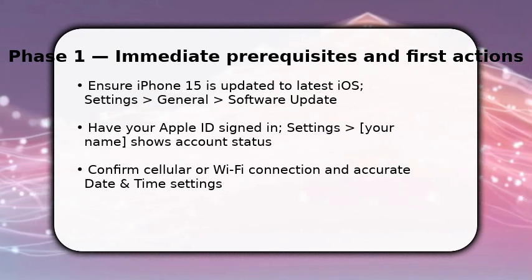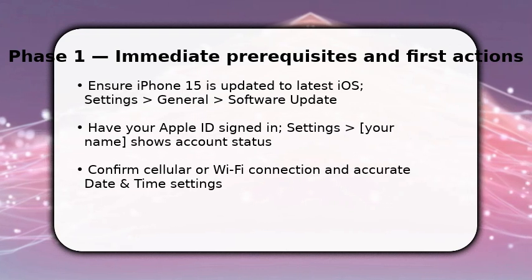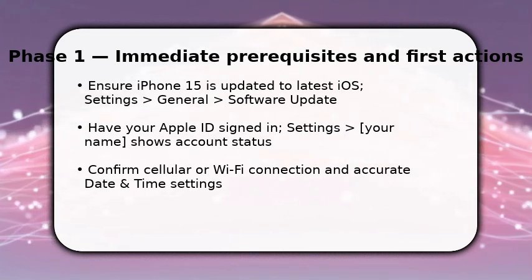Next, open Settings and confirm your Apple ID at the top. If not signed in, sign in now. Finally, connect to Wi-Fi or cellular and check Settings, General, Date and Time. Make sure Set Automatically is on.